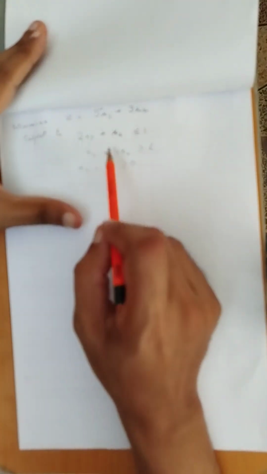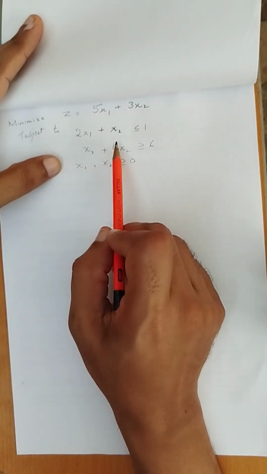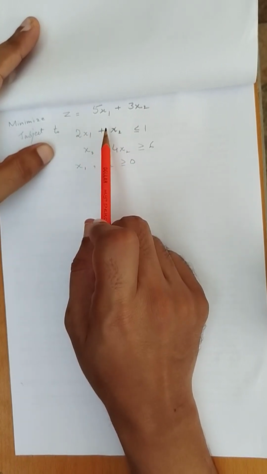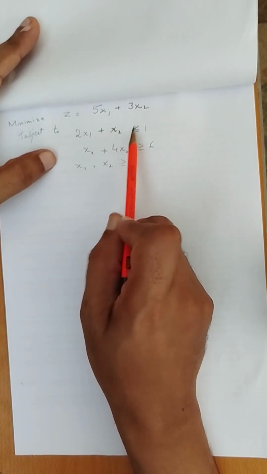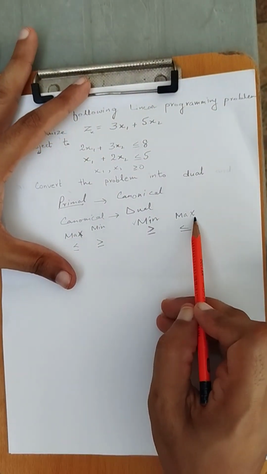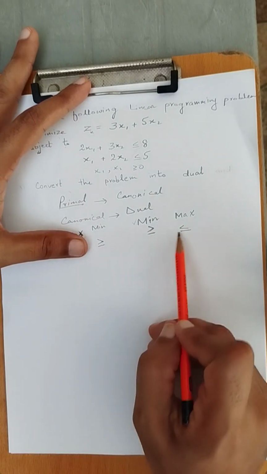This is the cost function. When the cost function is given, we need to convert it into the profit function, and in the profit function, the inequalities have to be changed. Okay, like this. In the profit function, the inequality has to be changed from greater than to less than.